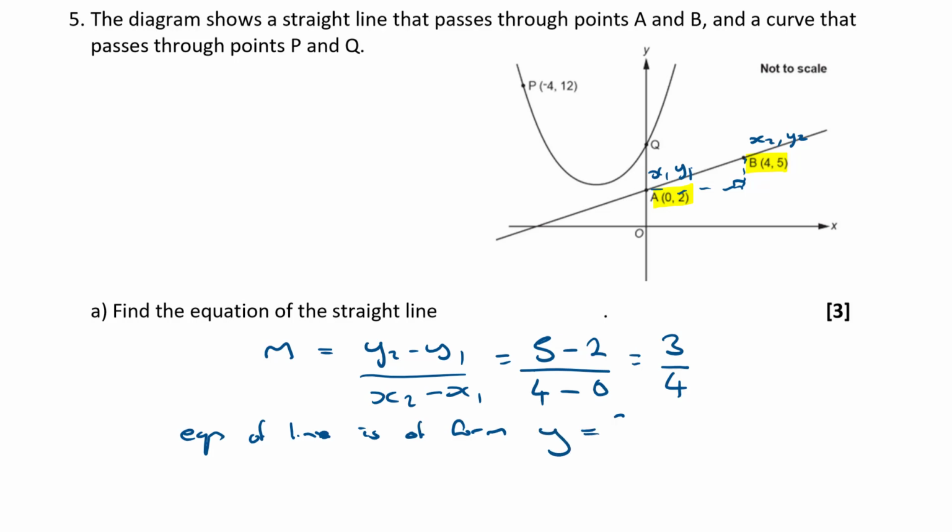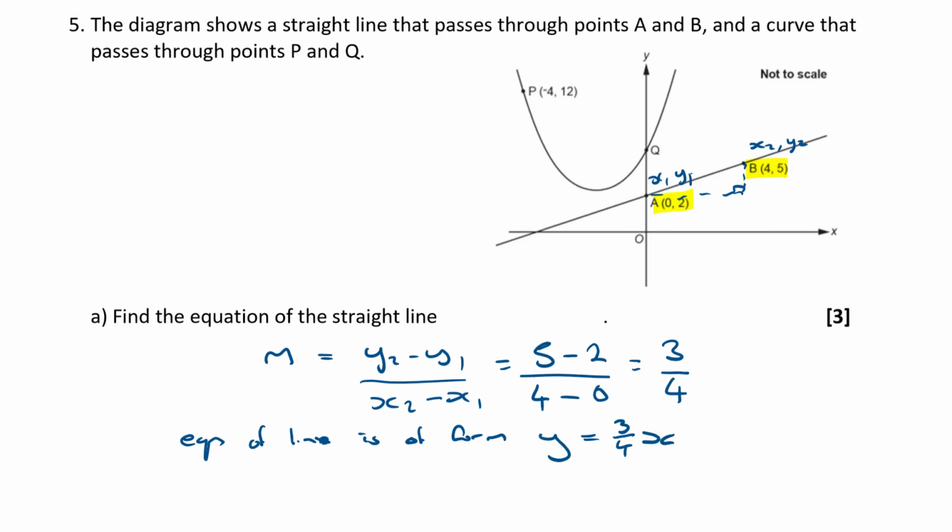Well, we know m now is 3/4, so we know that our line is going to be y is 3/4 of x plus c. Okay, now we just need to work out what c is. Now we can do that by just taking either of the points that the line passes through and subbing those two values in. I'm going to take the first one, point A.